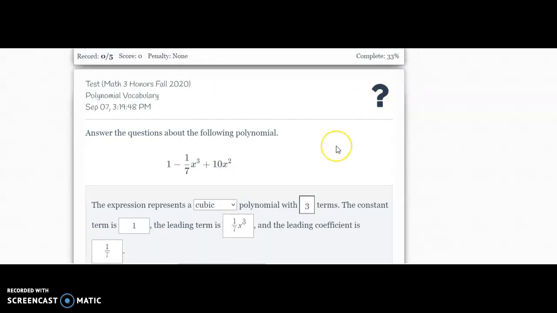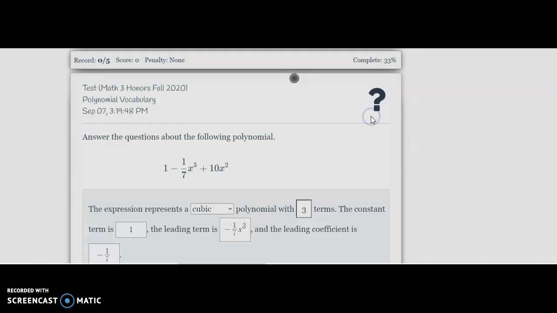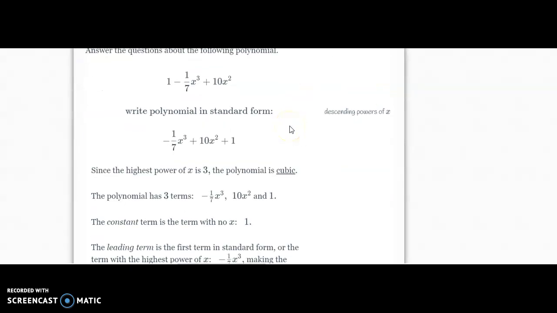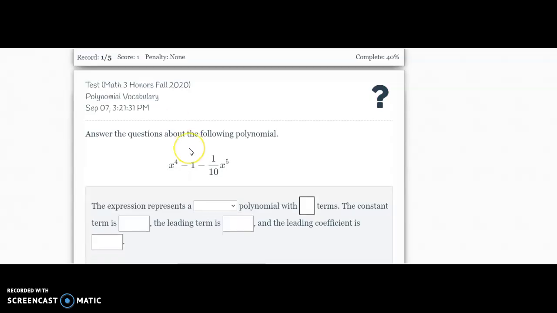Oh, it says we've got something wrong. What did I forget? Let's look at it. This expression represents, I made a simple mistake. I forgot the negative. Do not forget that negative. That is what I forgot. So if there's a negative right there, or it's being subtracted, you've got to consider it. So let's see if that works. Perfect. All right, so let's go ahead and do another one.